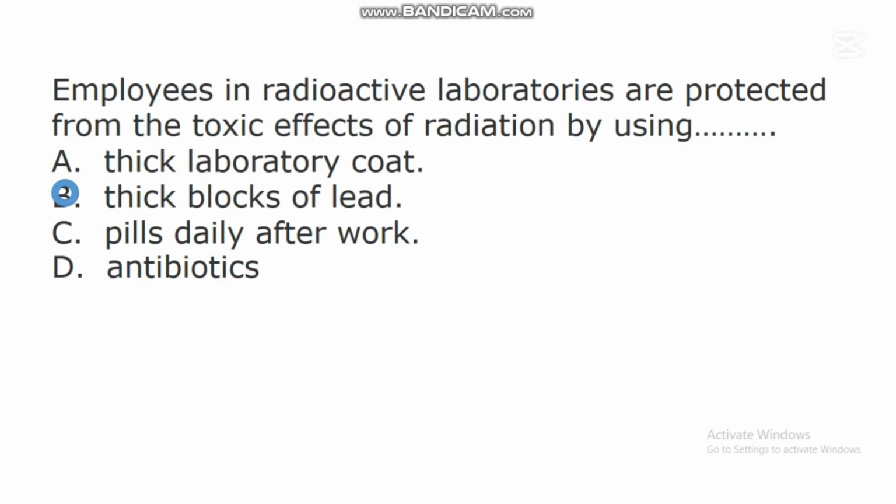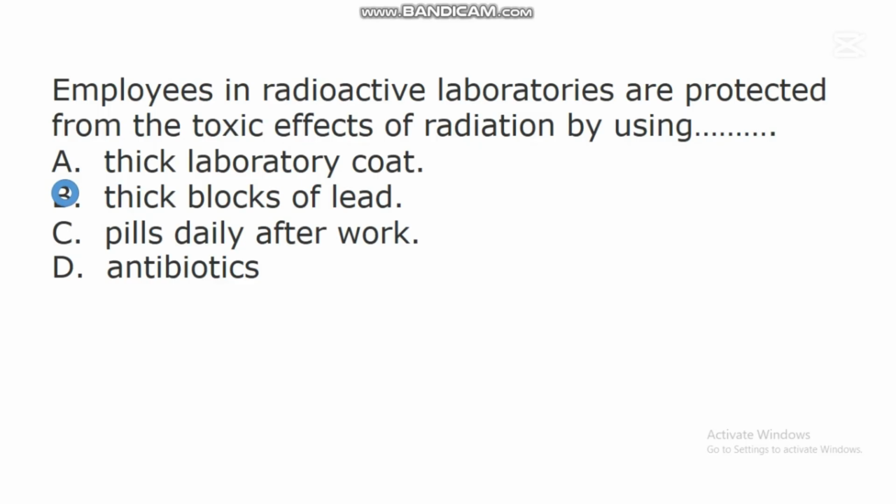Thick blocks of lead. Studies have shown that employees working in radioactive laboratories are protected from the harmful effects of radioactive radiation by putting on thick blocks of lead. They wear clothing material made up of lead. So this block of lead absorbs the most dangerous radiation known as gamma ray, because if the body system is exposed to this gamma radiation coming out from a radioactive atom, it can cause what we call mutation, and mutation means sudden change in the genetic makeup of an organism. So this radiation can cause cancer, it can cause mutation, it can cause different health challenges in people.